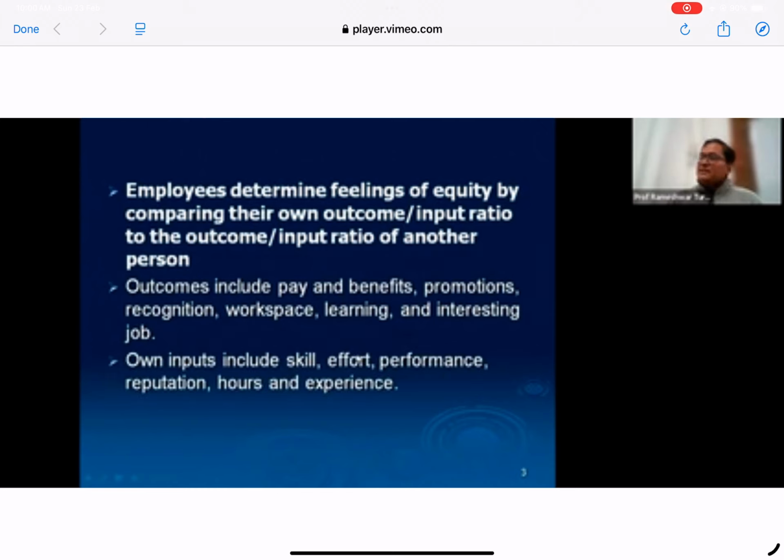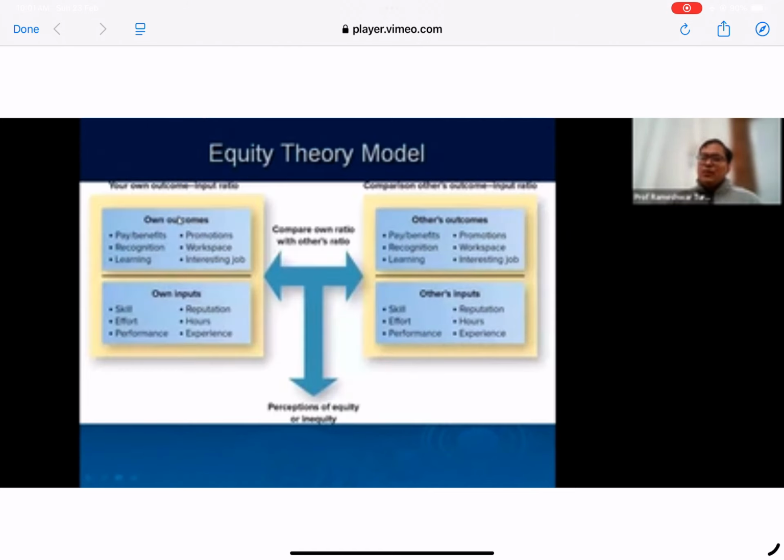And what do employees give to the organization? They give skill sets, effort, performance, reputation, hours, experience, qualification. All that is the input that people give at the job. Then people compare their own outcomes by inputs with others' outcomes by inputs. And they take a call. They don't take pen and paper and keep calculating. That's their gut feeling. "अरे वो तो उतना काम नहीं करता पर उसको इतना मिल रहा है." That's their comparison. And this comparison matters.